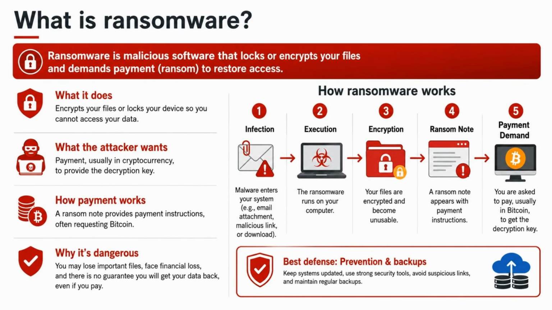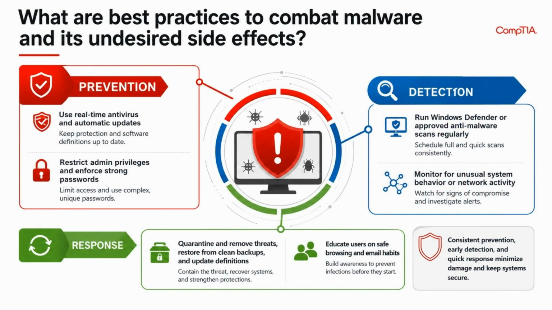Here's what a ransomware attack actually looks like in practice. Notice the ransom note and the file extensions that have been changed, both classic signs of encryption in progress. For prevention, use real-time antivirus with automatic updates, restrict admin privileges, and enforce strong passwords. For detection, run Windows Defender or approved anti-malware scans regularly, and monitor for unusual system behavior or network activity.